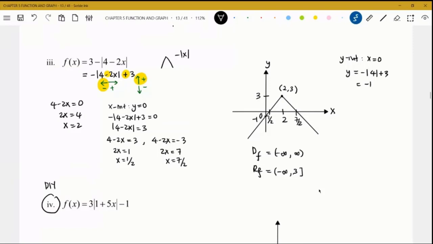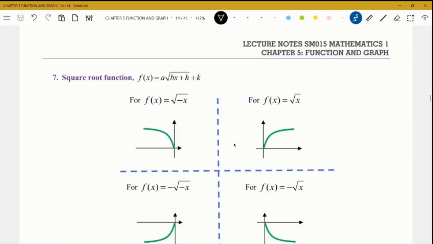Okay, so next kita akan proceed to the square root function. So square root function dah agak banyak sikit sebab dia ada 4 kuadran. Okay, but then we can have it by remember only 2. Untuk memudahkan kita akan hafal 2 je lah. So we have it this one as in function dia adalah a square root bx plus h plus k. So di dalam ini untuk menentukan kamu punya graf tu ke arah mana. Okay, ingat dalam square root always greater and equal 0.